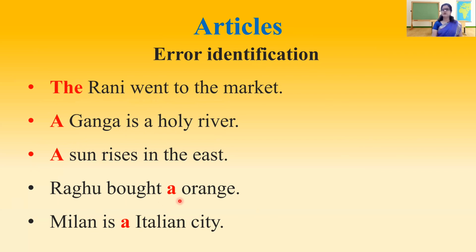Raghu bought an orange. Here, O is a vowel letter and it gives you a vowel sound. So Raghu bought an orange. So one orange and we are using a vowel. Milan is an Italian city. In the same way here also, I is a vowel letter and it gives you a vowel sound. So Milan is an Italian city.